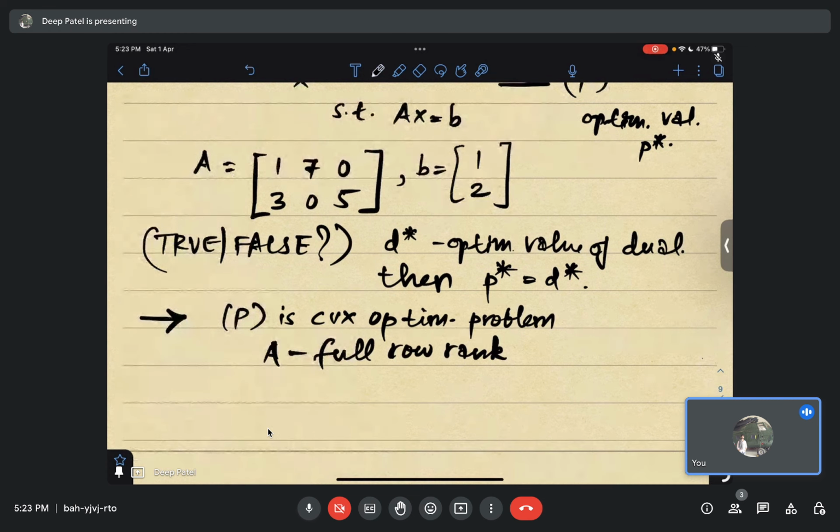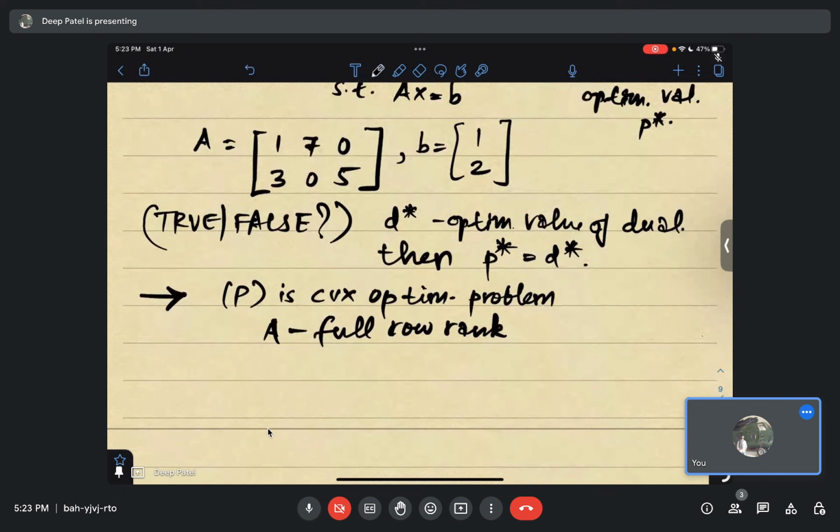Okay. So what can we say in addition to this? Or rather, what can we say as a consequence of this full row rank? Recall that it is a convex optimization problem, so we want to see if we can apply Slater's condition. Yeah, Slater's, where there exists. Yeah, I think that is the one.